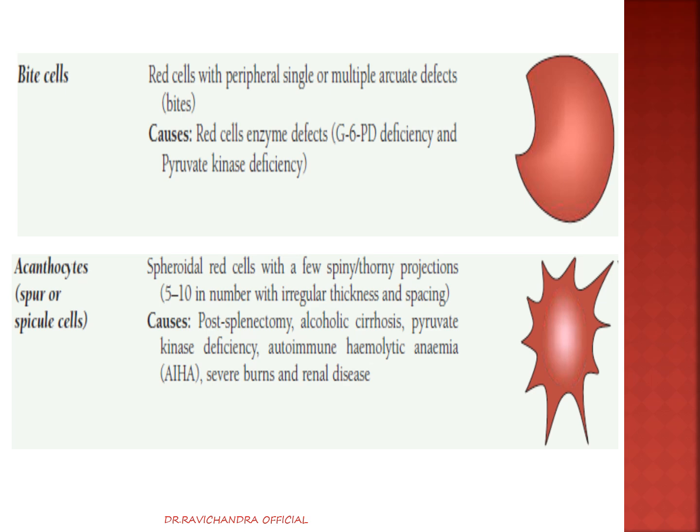Acanthocytes, also called spicule cells or spur cells, are spheroidal red blood cells with a few spiny or thorn-like projections, 5 to 10 in number. Remember, in echinocytes it is up to 30 in number, evenly spaced. Here, 5 to 10 in number with irregular thickness and spacing. Causes will be post-splenectomy, alcoholic cirrhosis, pyruvate kinase deficiency, autoimmune hemolytic anemias (AIHA), severe burns, and renal disease.